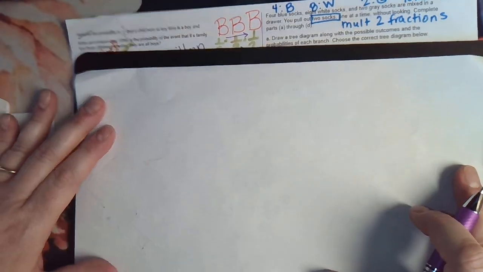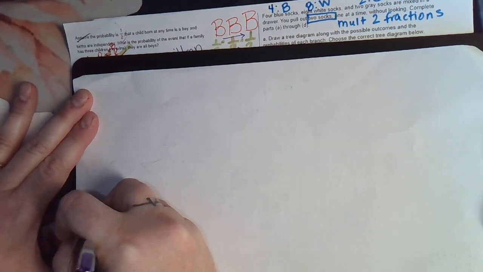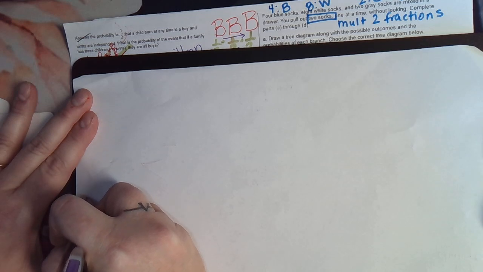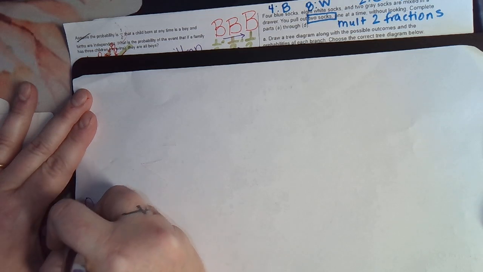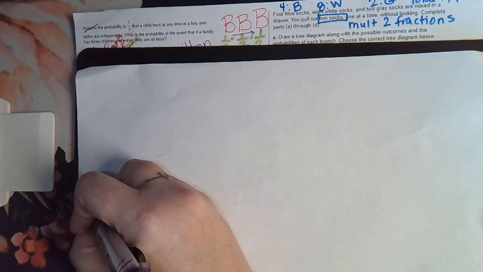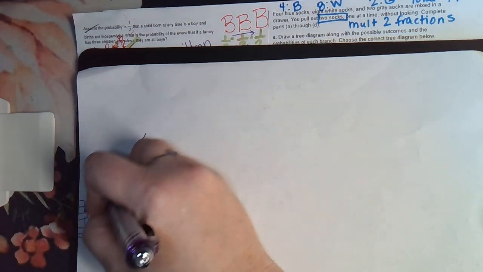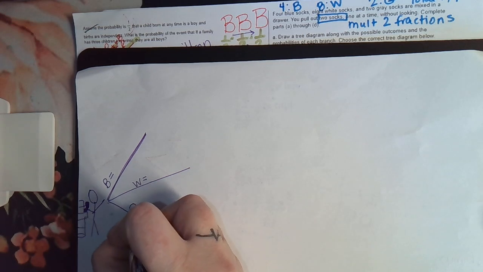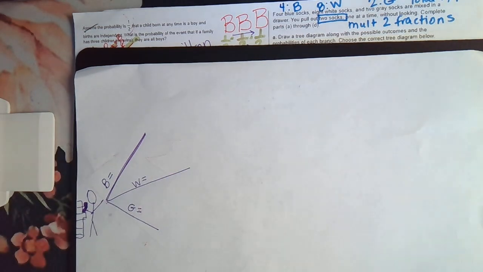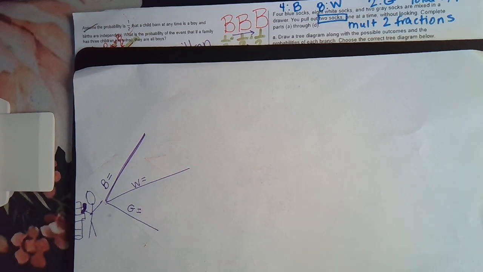Okay, so here I am, standing at my dresser with one drawer open, and I pulled out a sock. Yep, there's the sock I pulled out. That sock could either be blue or white or gray.